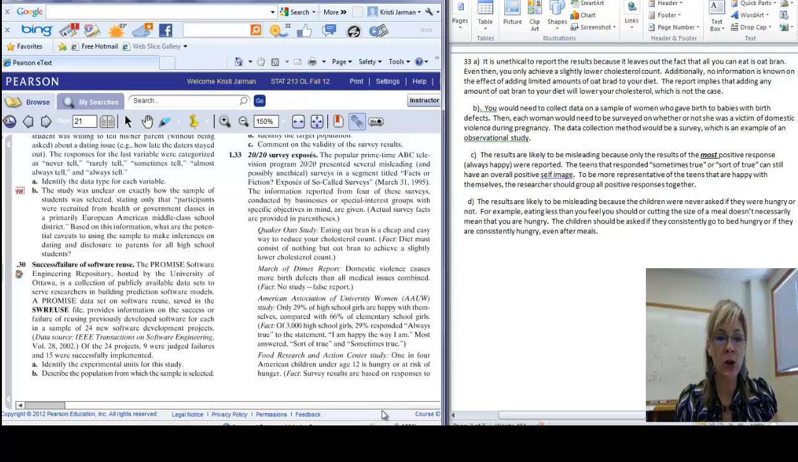Survey 1, the Quaker Oats study. Eating oat bran is a cheap and easy way to reduce your cholesterol count. So that is what the Quaker Oats company was saying based on their study. But here's the fact, here's what they didn't say, that the diet must consist of nothing but oat bran to achieve a slightly lower cholesterol count. Very, very misleading.